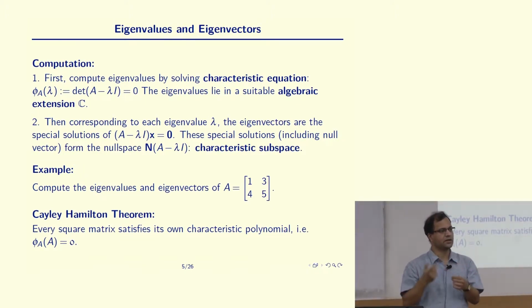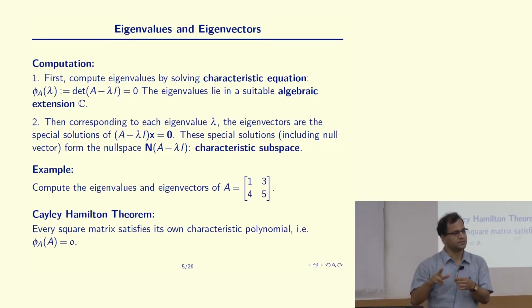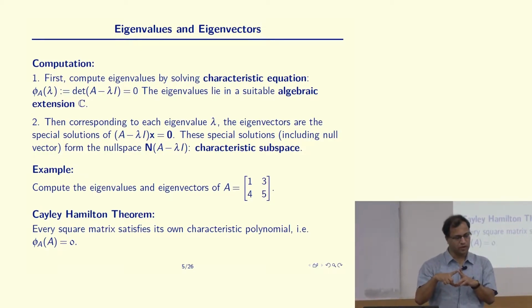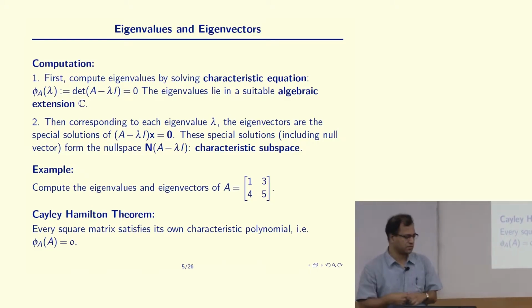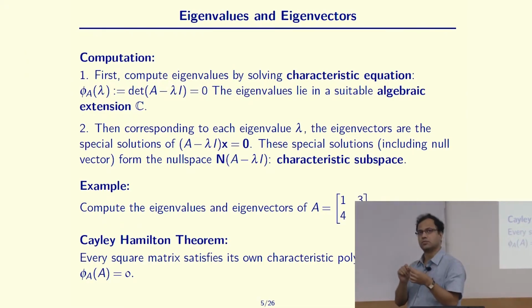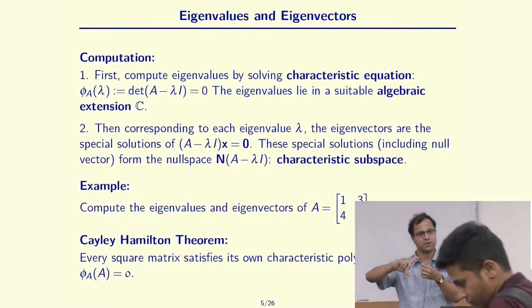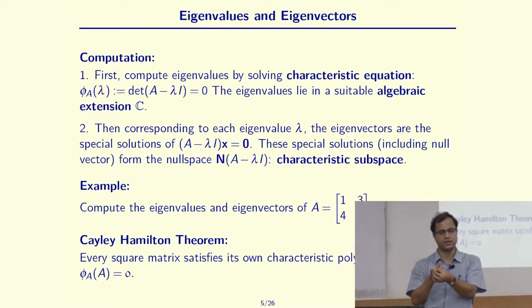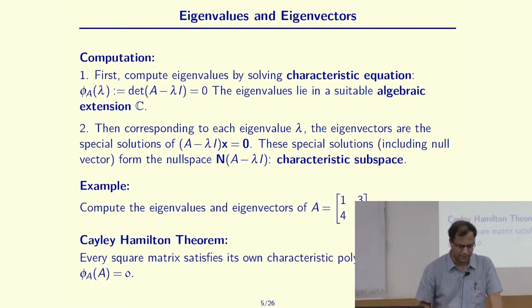Corresponding to that lambda, we get that space, which is called the characteristic subspace. So basically we compute all the special solutions and take their linear combinations to get the characteristic subspace. Corresponding to one particular lambda, we can have more than one eigenvector, although corresponding to one eigenvector, we have a unique eigenvalue. Those two properties we'll see in the next slide.